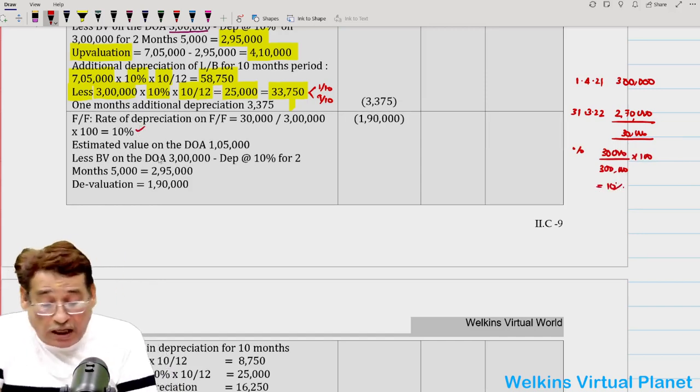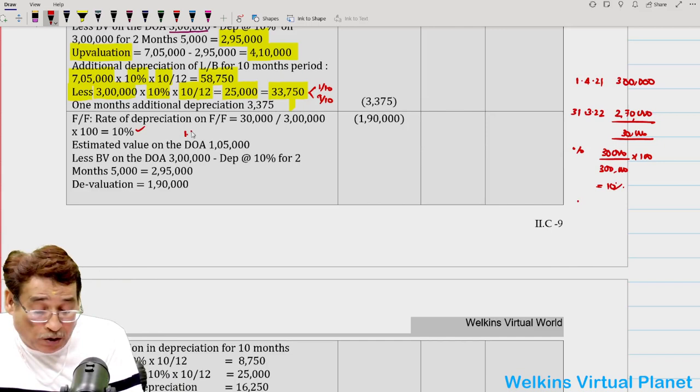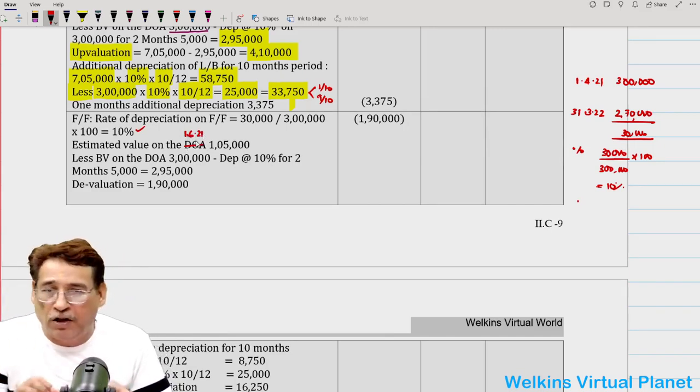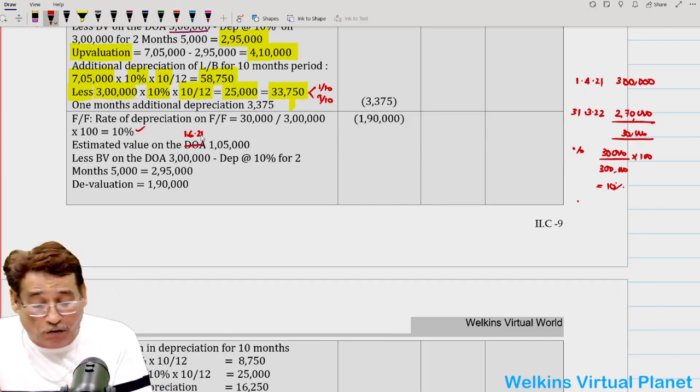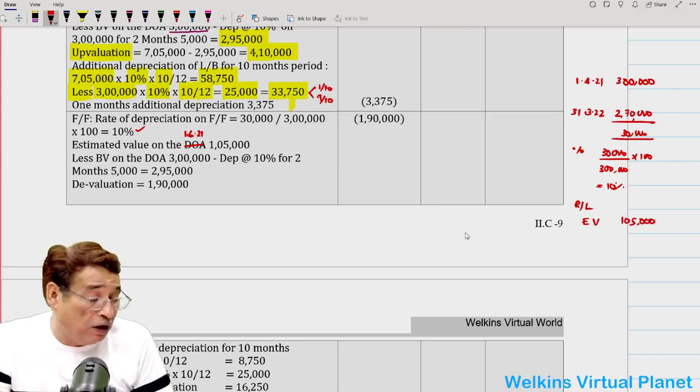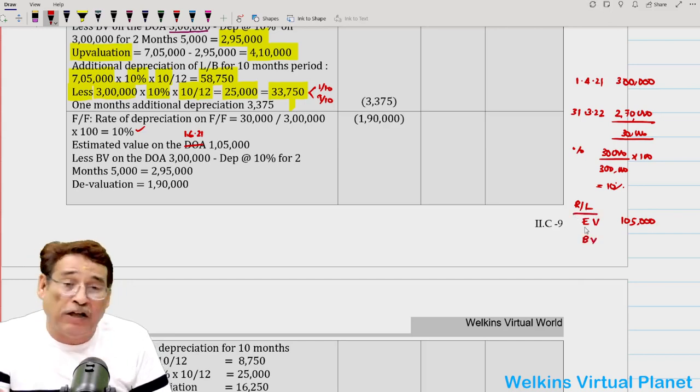Correct? Now estimated value on, actually I have written date of acquisition. It should be on 1/6/2021. This is the date of revaluation. In this question, revaluation is not done on the date of acquisition. It is done 1 month prior to date of revaluation. So estimated value on 1/6/2021. That means on the revaluation date, what is the estimated value we have to find out? We need not require to find out. In fact, it will always be given. That is 1,05,000. Now I have to compare on the revaluation date estimated value with the book value.